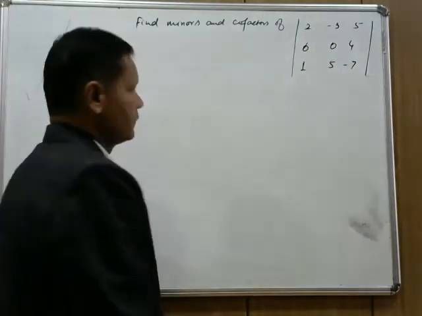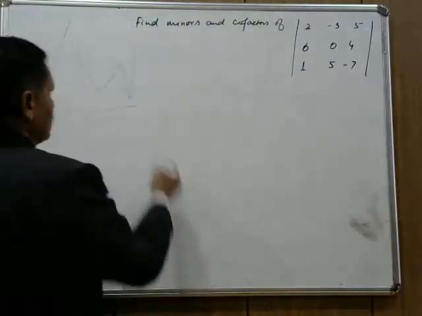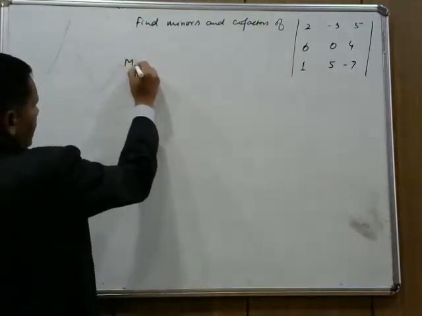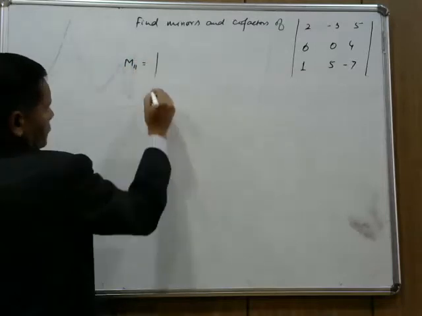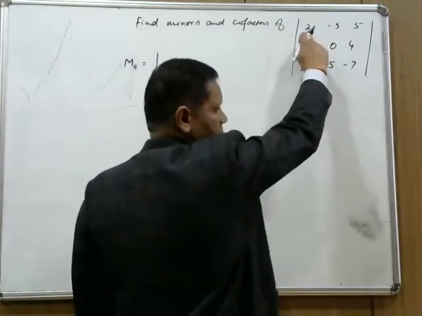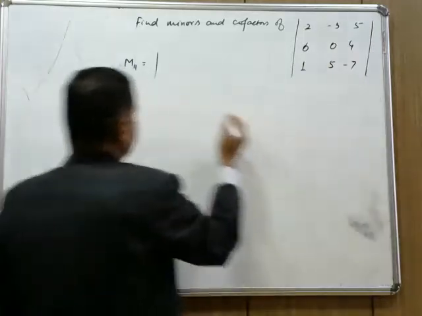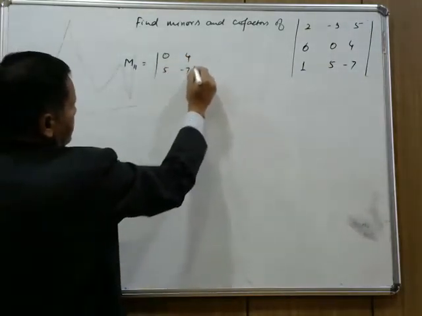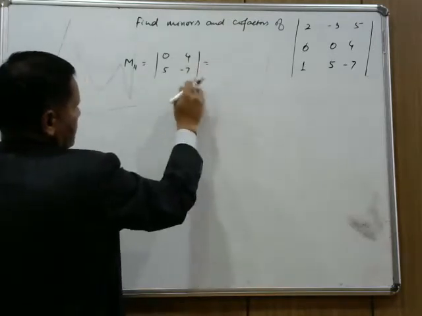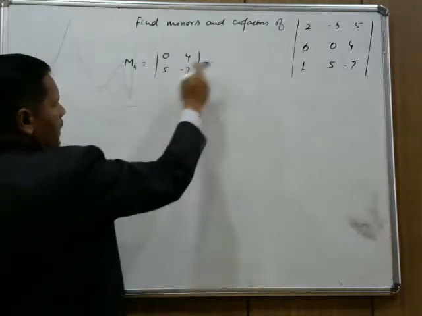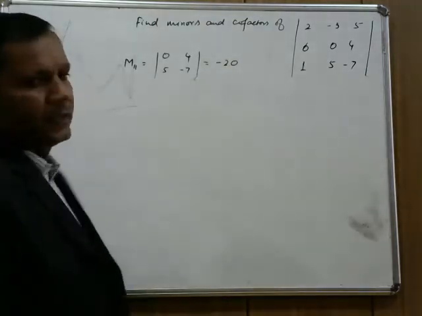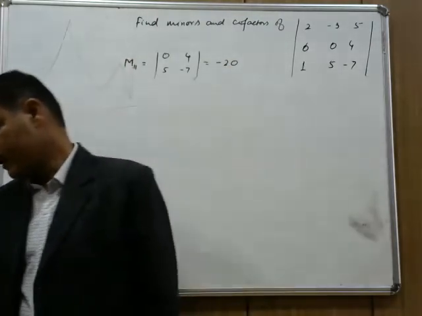We'll start finding the minors. Now M11 is equal to, now I am talking about this. Now this row, this column will be left out. 0, 4, 5, minus 7. Solve it. 0 into minus 7, 0, minus 20. Here answer is minus 20. So that's why M11 is minus 20.